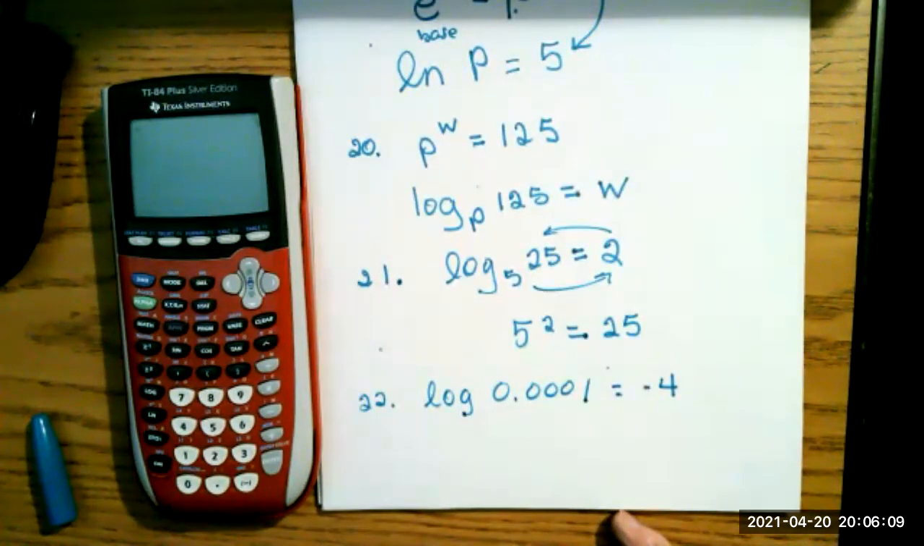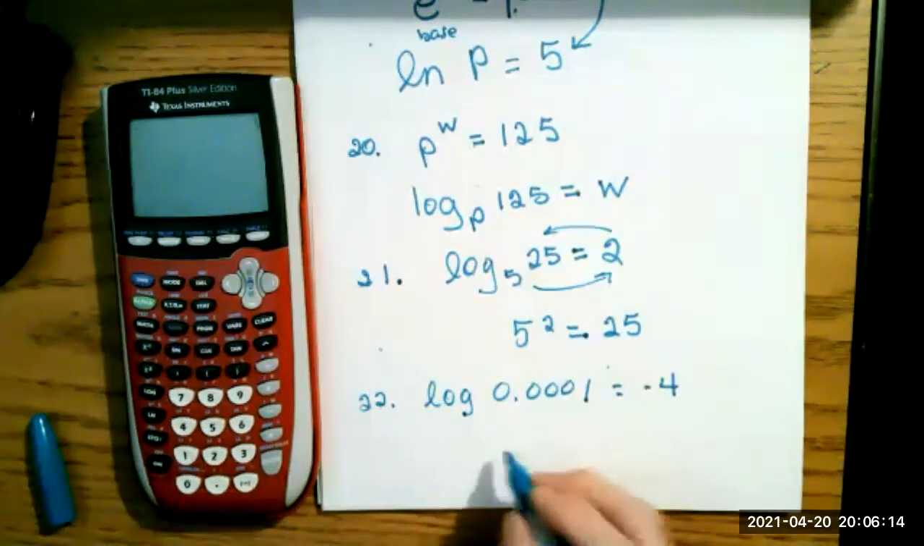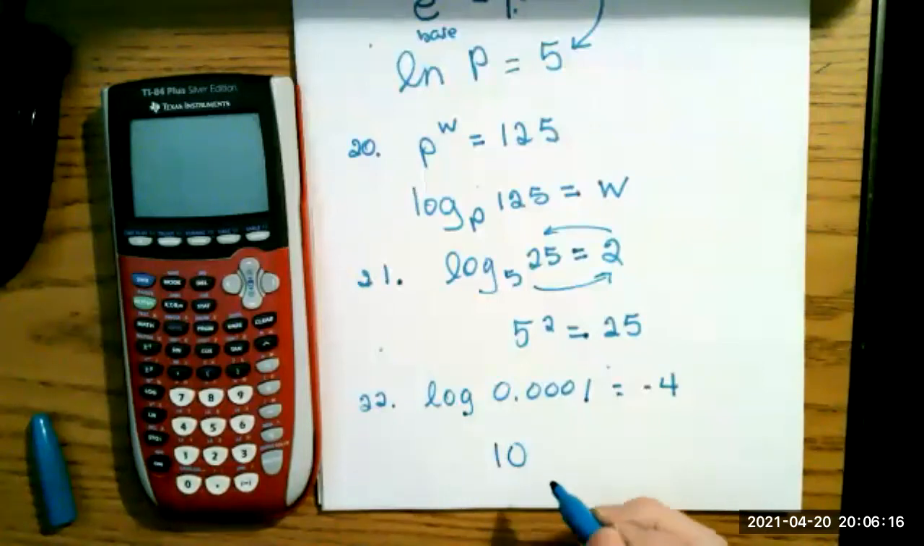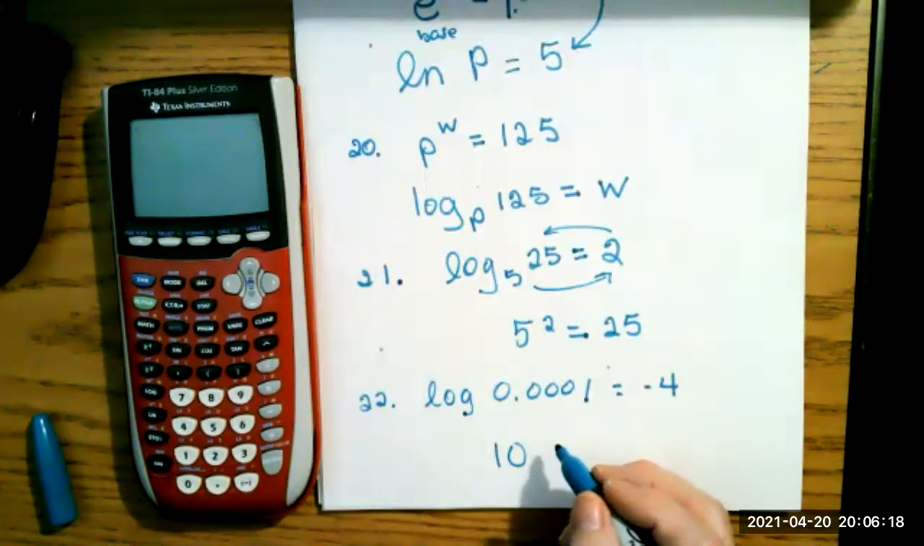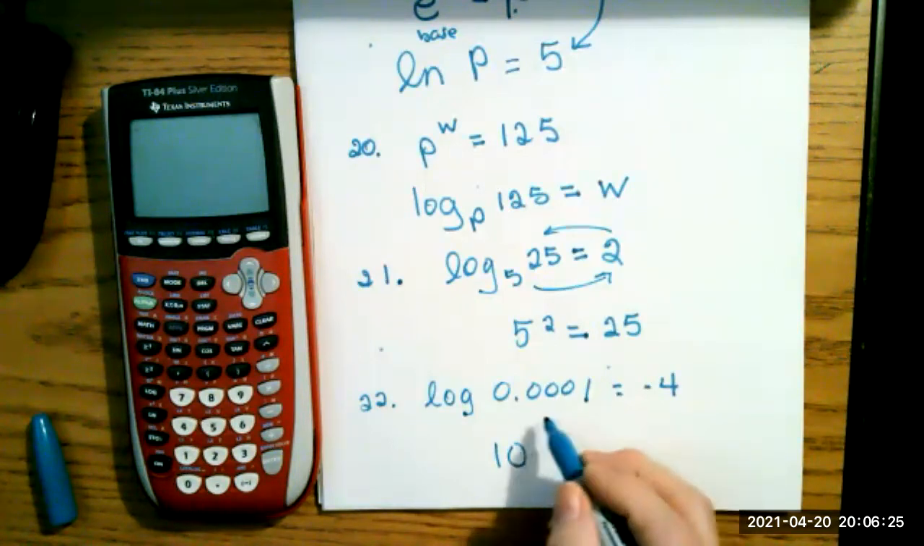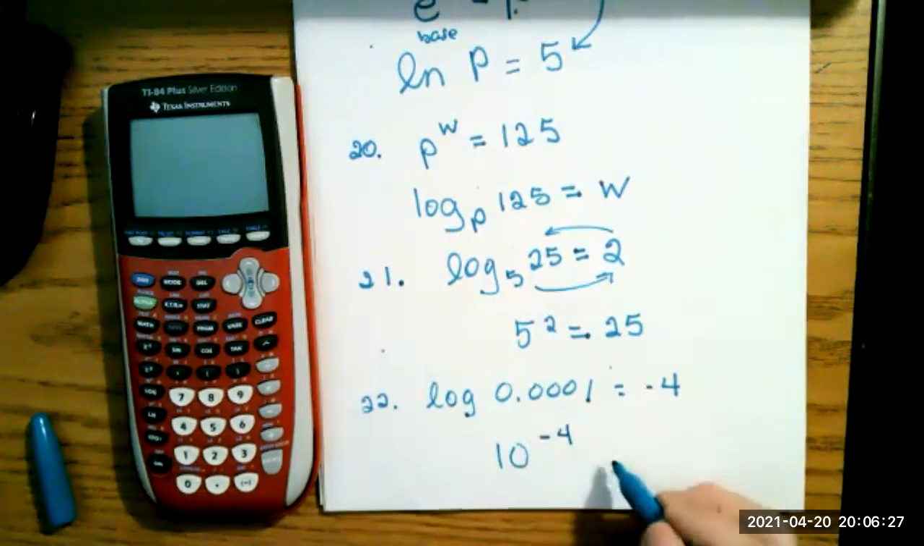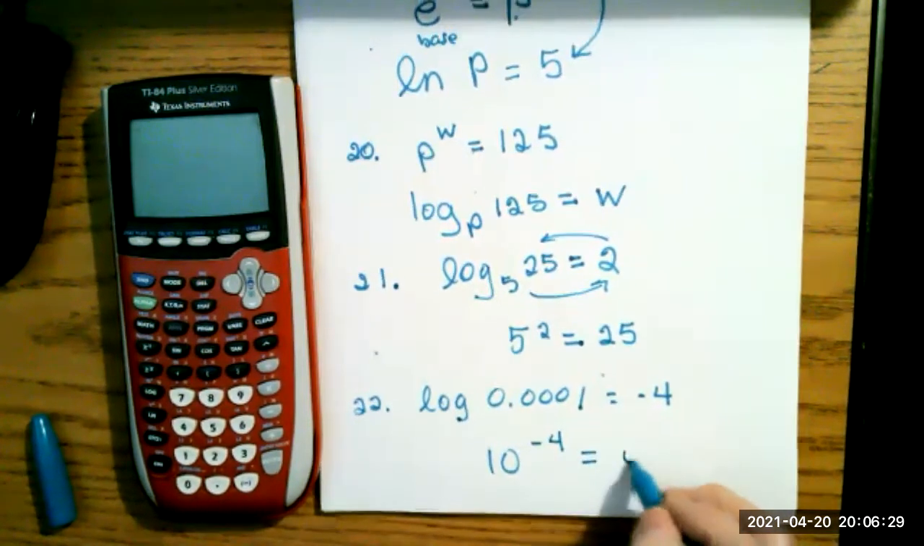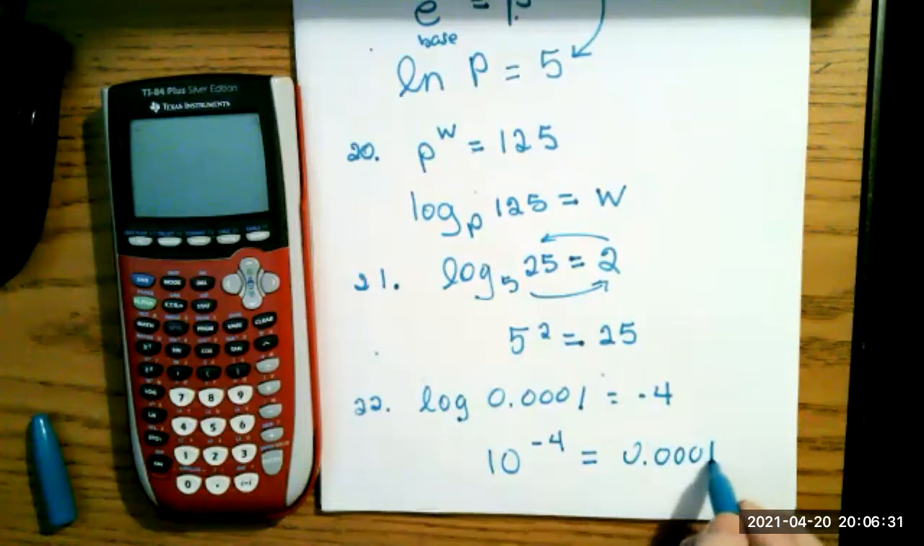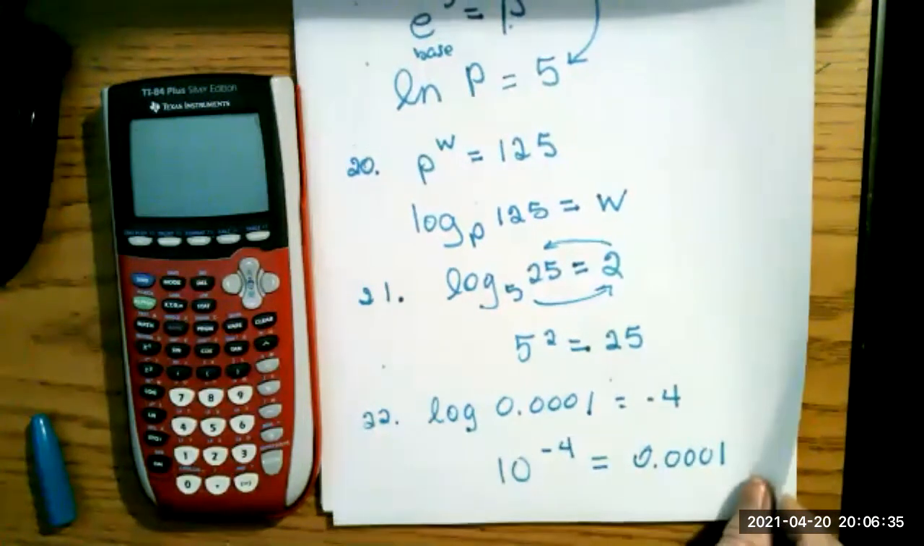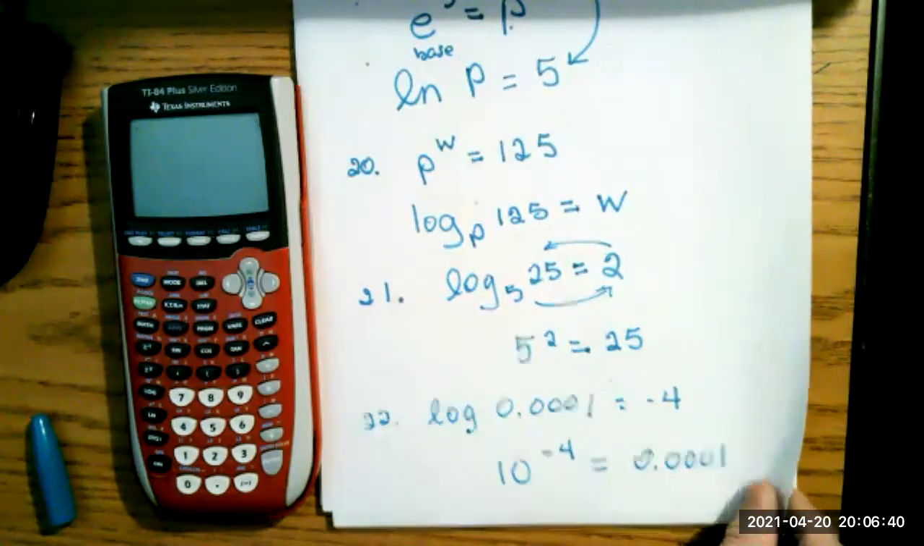What's my base? 10. If it's not written there, it's 10. 10 to the 1, or -4 equals 0. Will we need to put that in fraction ever? No, not when you're converting. They want you to put it just like it's given. Okay.